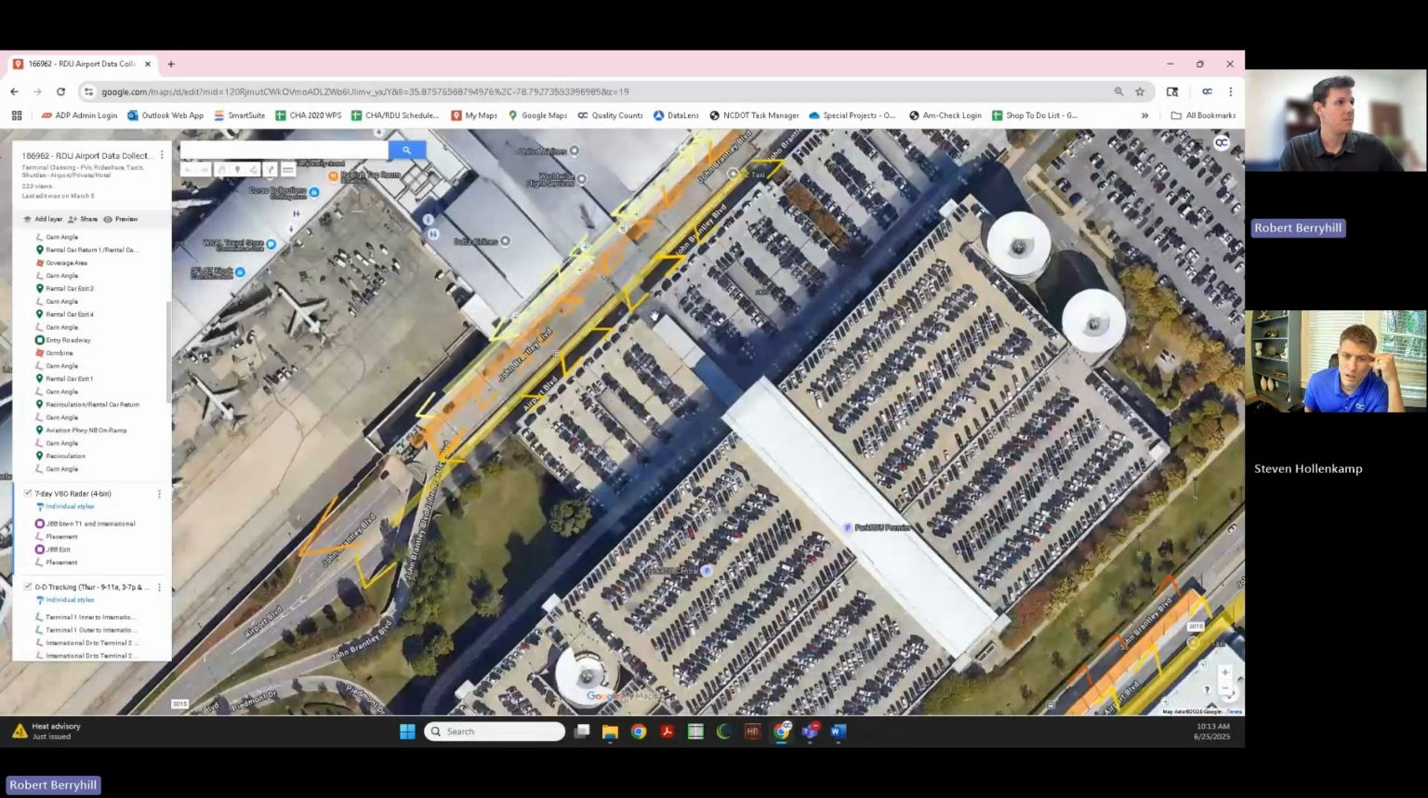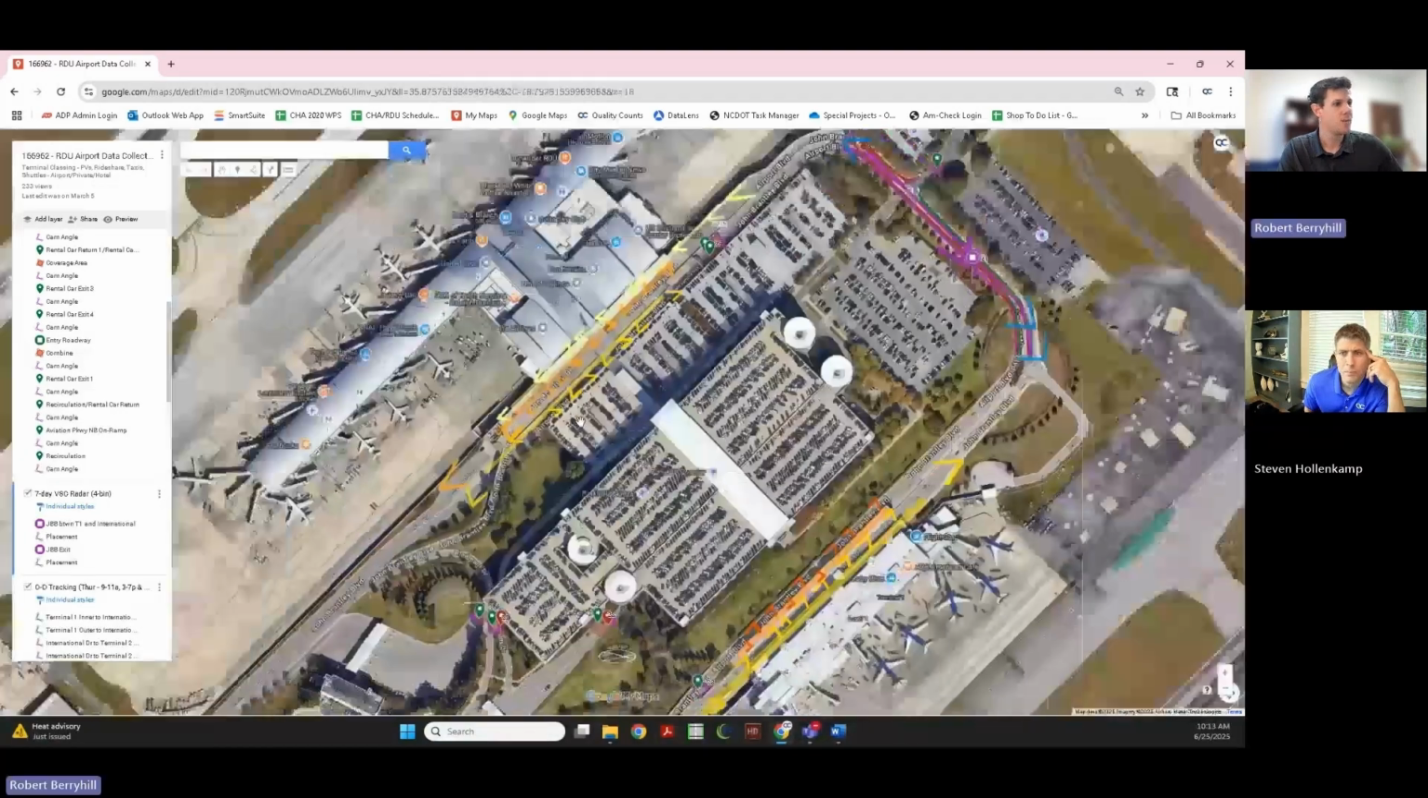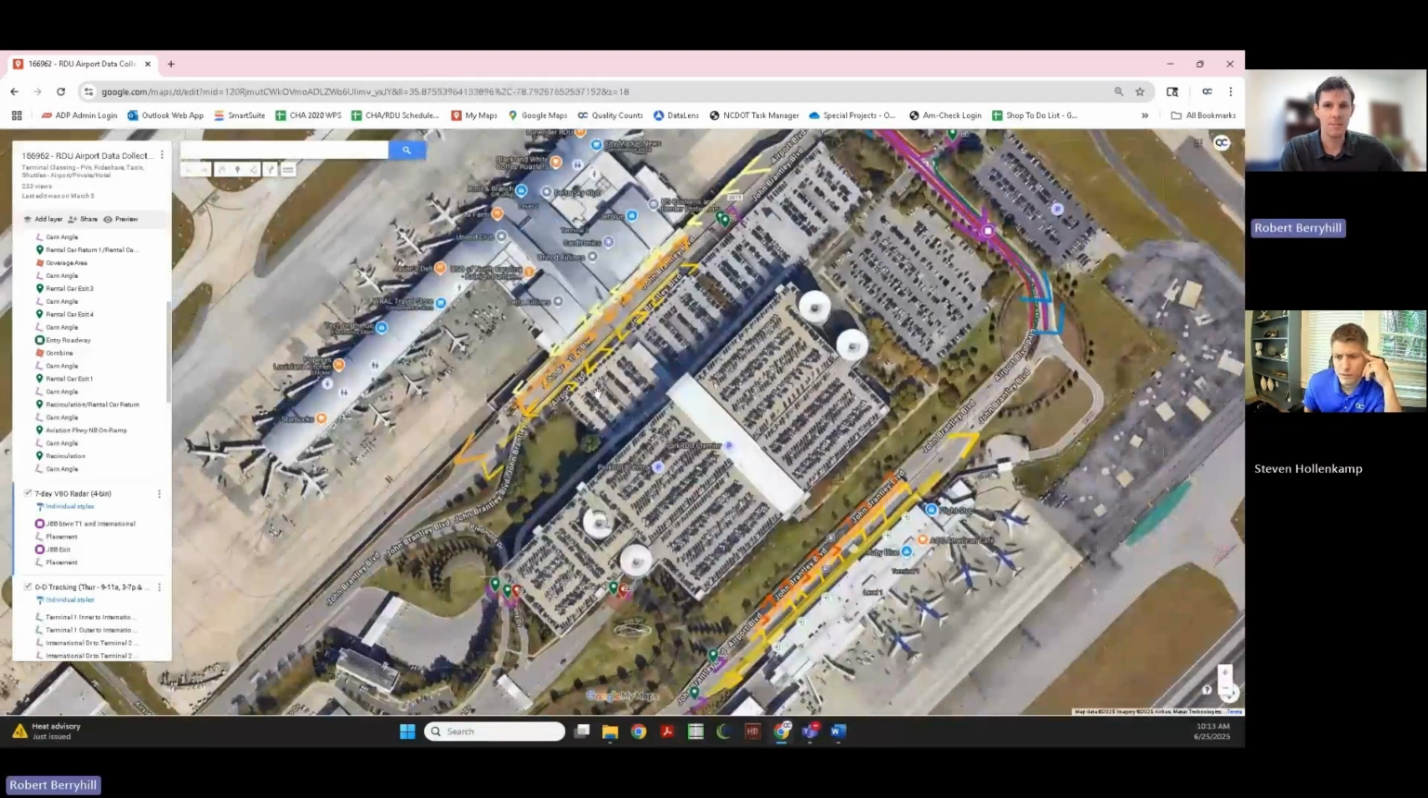And they relayed that back to RDU Airport, who gave us some feedback and let us know what we could use, what they maybe didn't want us to use. And it was really helpful because when we got out on site to set this project up, we pretty much had our poles selected.